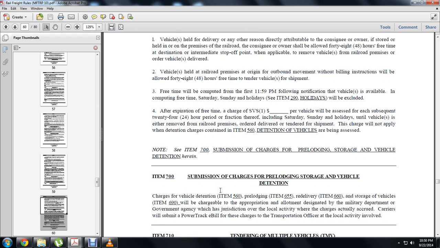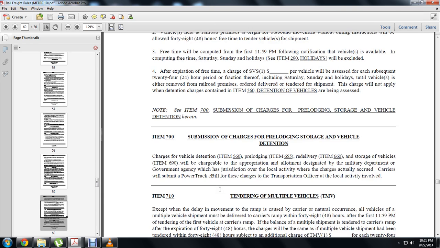Submission of the charges: pre-lodging storage and vehicles detention. The charges of the vehicle detention at 560 and 655. Delivery, item 660. Storage of the vehicle, 690. The chargeable operation: allotment and assignment, designation of the military department and government agency which has jurisdiction over all local activity. The charges actually incurred, the carriers will submit to the transportation officers of the local activity involved.